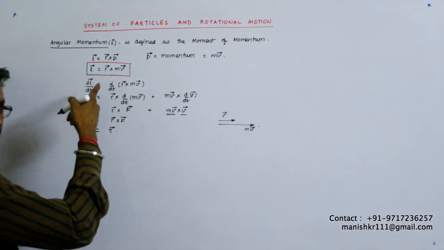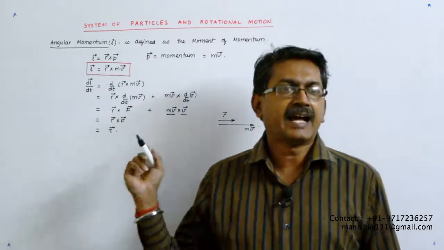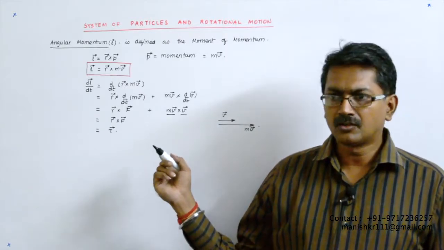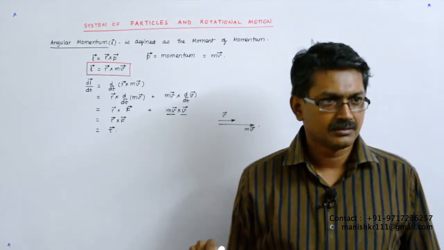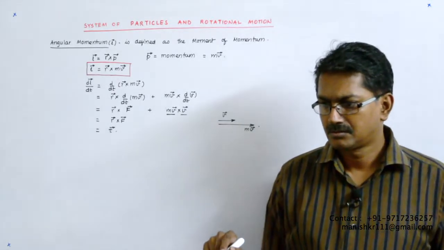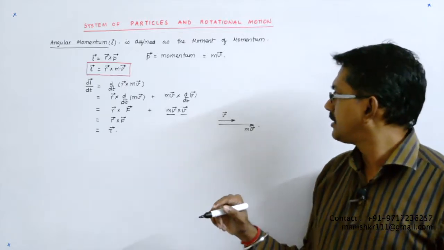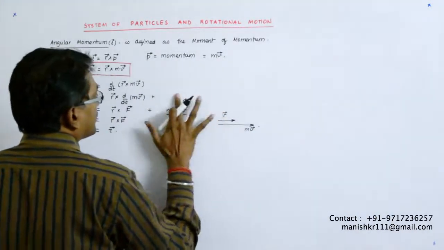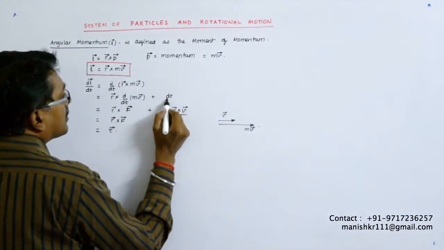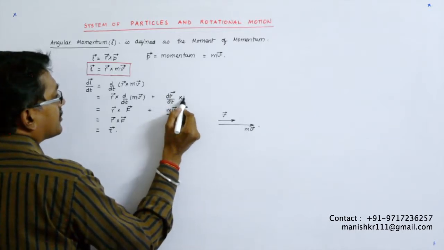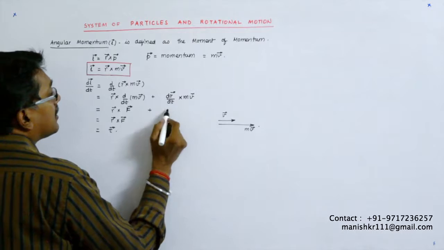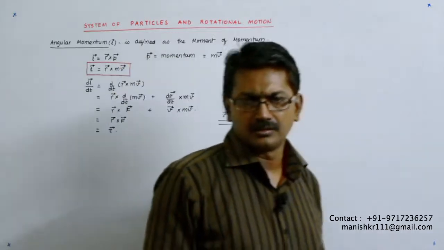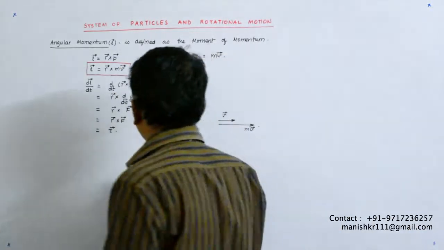Now you understand the compulsion why they should have taken it like that, because they had to fit it into this. Otherwise one of the laws would have been violated. Also, won't that be dr by dt cross mv? Yes, it will be dr by dt cross mv, because you cannot disturb the order when it is like this. Why? Because the cross product is not commutative. Correct. So this goes to 0.